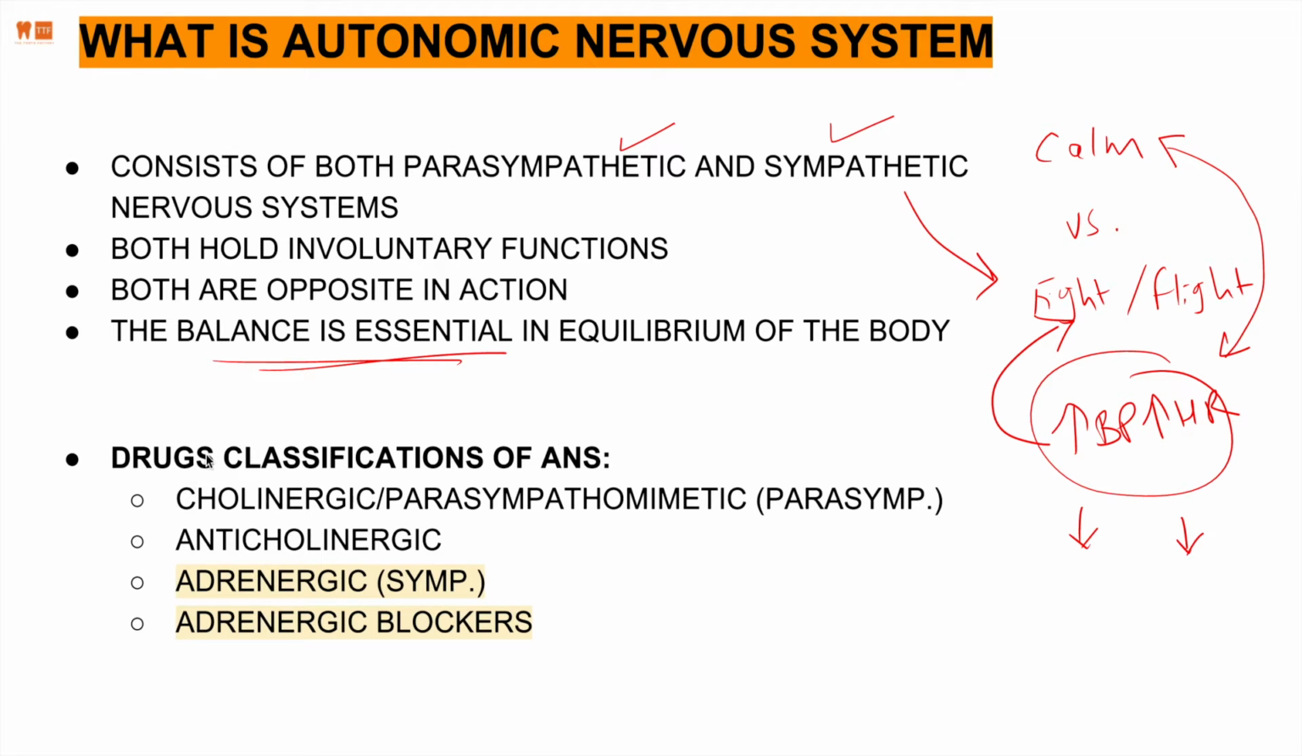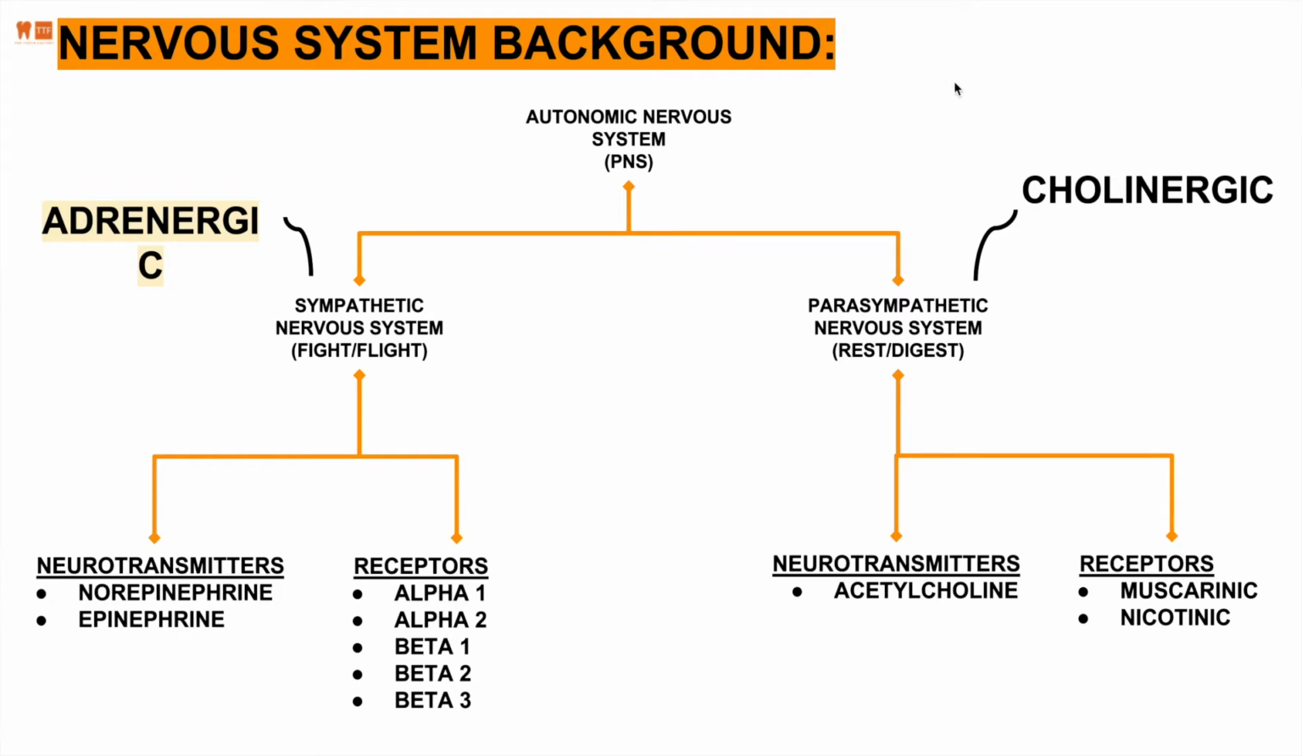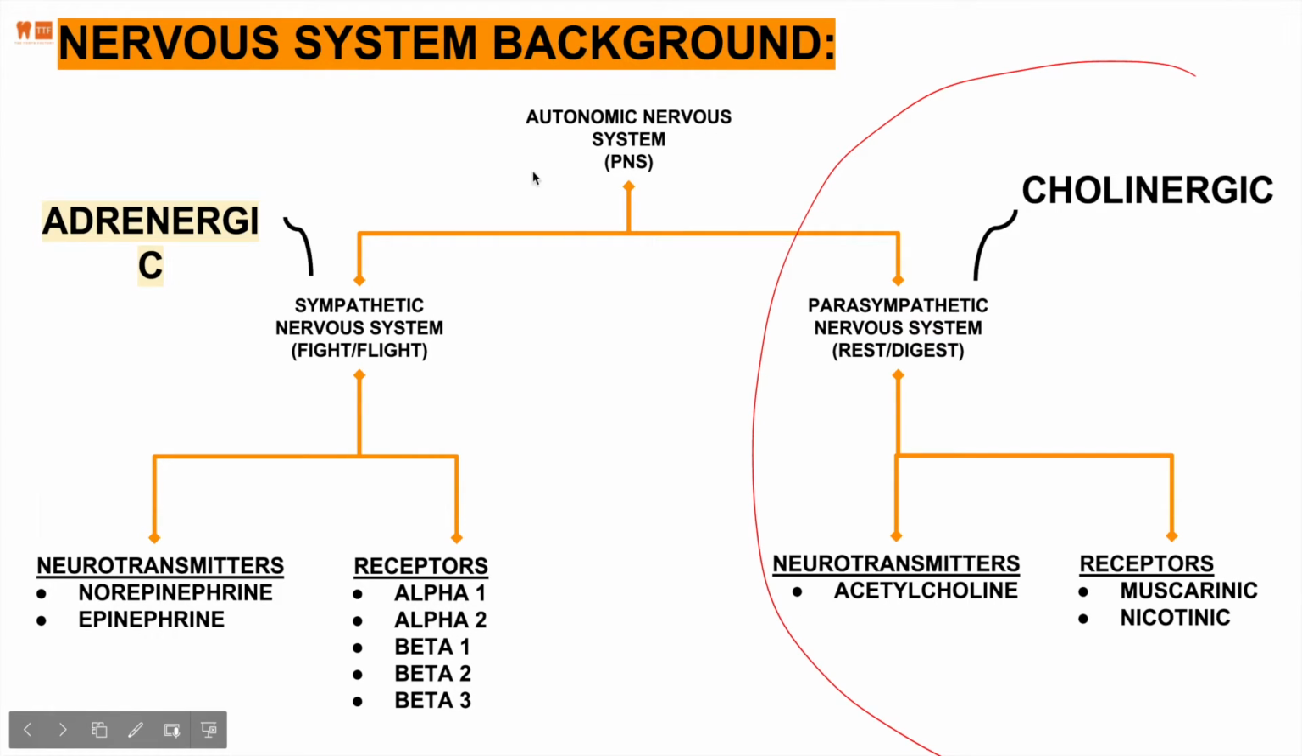And when it comes to the drug classification, we already talked about the cholinergic family. This one we're going to speak of the adrenergic family, the sympathetic and their blockers. Okay, so for this lecture, we're going to keep this section away from us. However, we've kept it in here so that when you write notes during the lecture, it's easier for you to follow along.